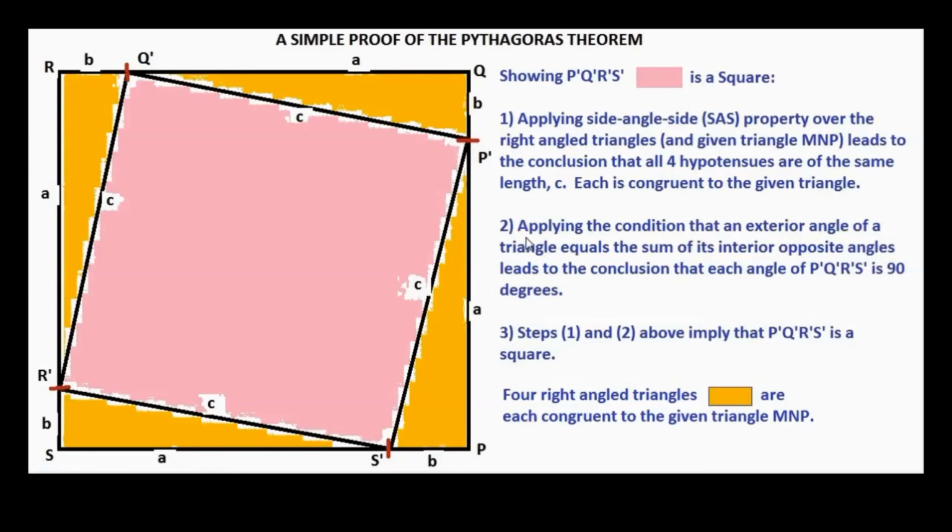Also, applying the condition that the exterior angle of a triangle equals the sum of its interior opposite angles leads to the conclusion that each angle of P prime, Q prime, R prime, S prime is actually 90 degrees. So the side of P prime, Q prime, R prime, S prime is equal to C units from step 1. And each of the angles of P prime, Q prime, R prime, S prime is 90 degrees. So it follows that P prime, Q prime, R prime, S prime is actually a square.